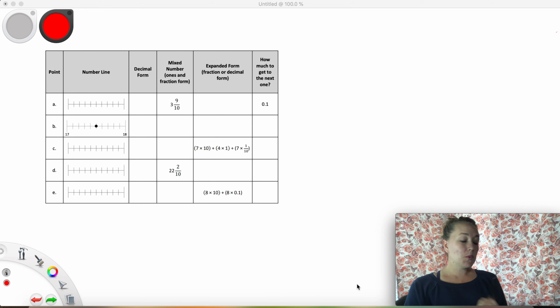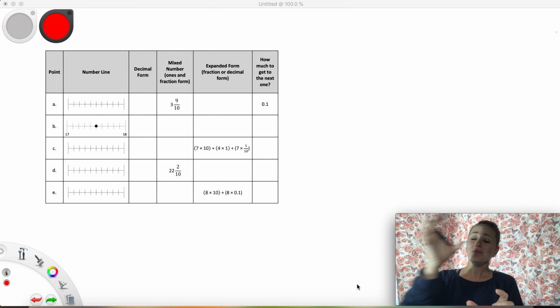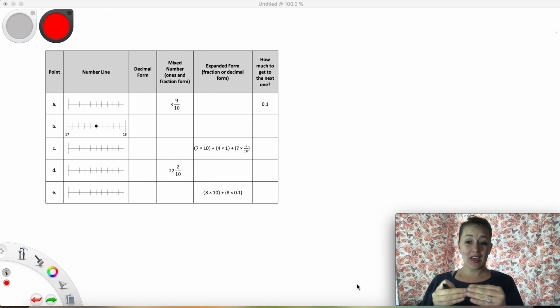Okay, so we are about to work on developing a better understanding of what exactly decimals are. And we want to be able to show our decimals with our whole numbers. So we call that mixed numbers. So we're going to show our decimals and our whole numbers, or our mixed numbers, using decimal form, number line, expanded form, so a bunch of different ways.